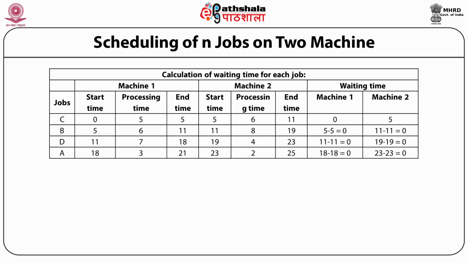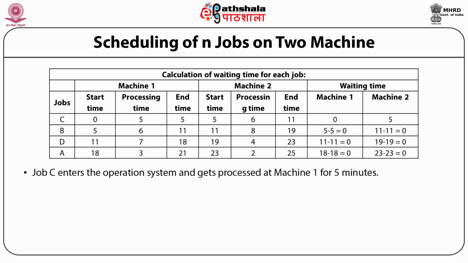Machine 1, job A, start time 18, processing time 3, end time 21. Machine 2, start time 23, processing time 2, end time 25. Waiting time machine 1, 18 minus 18 equal to 0, machine 2, 23 minus 23 equal to 0.